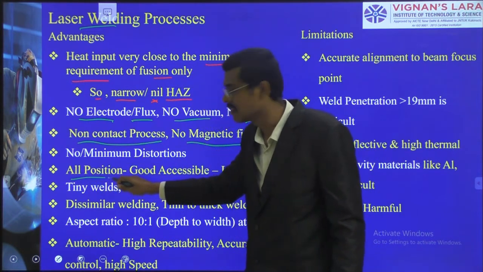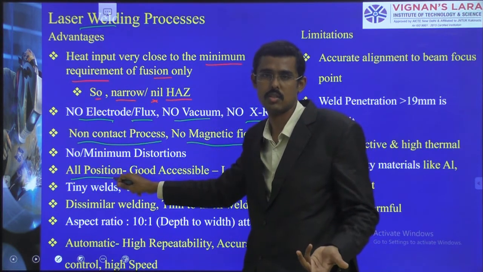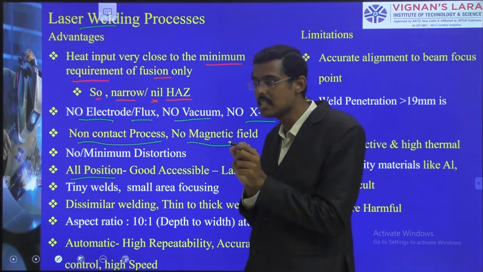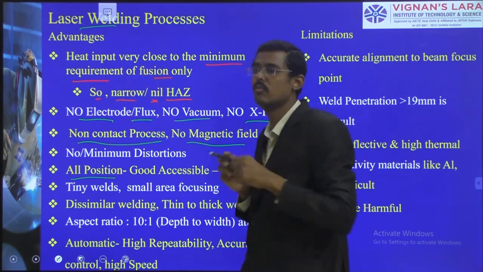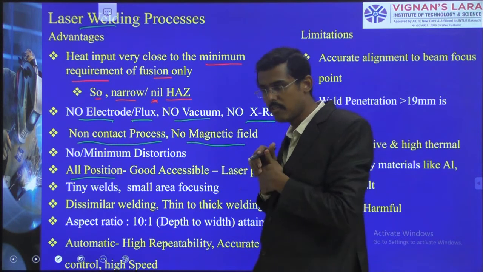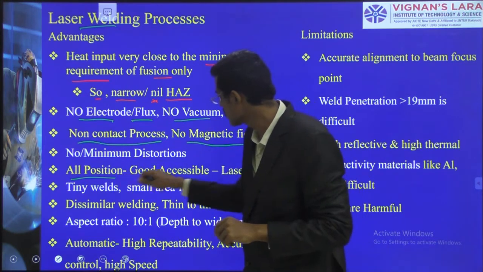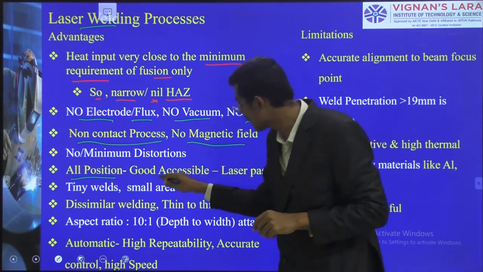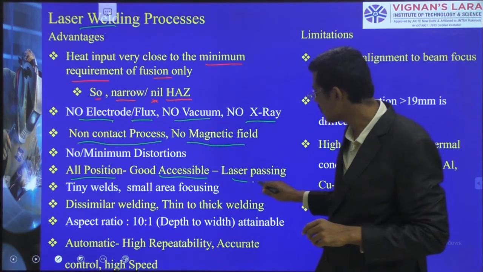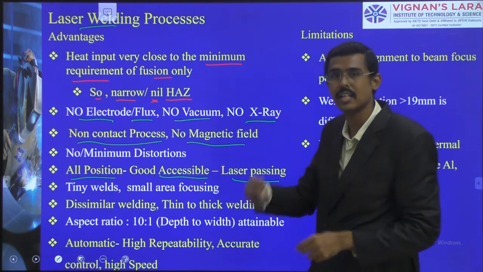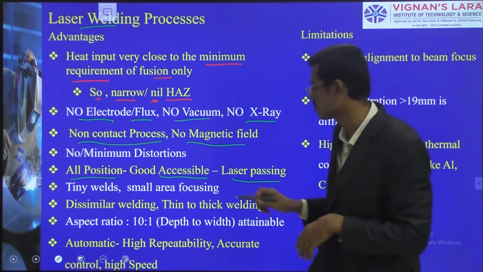All position welding, like 6G or 4G positions, any position we can weld. We can operate in nooks and corners. The laser goes there, we don't need to go there. We can operate from here to there. The intensified beam has to be centered there. All positions, good access. Laser passing is easy, so there is good accessibility even in critical or difficult situations.